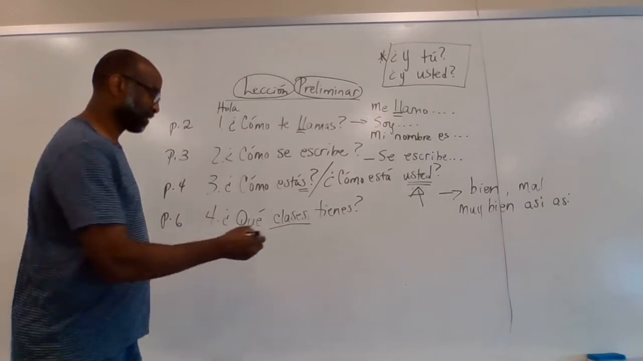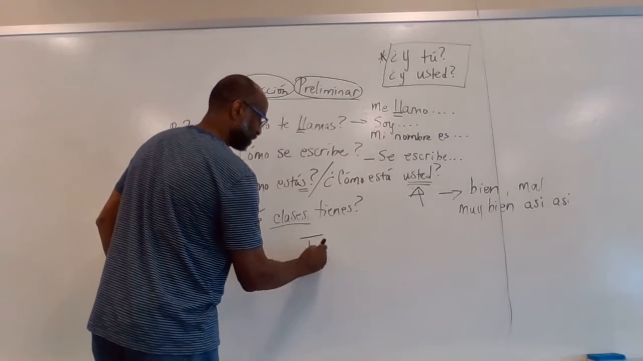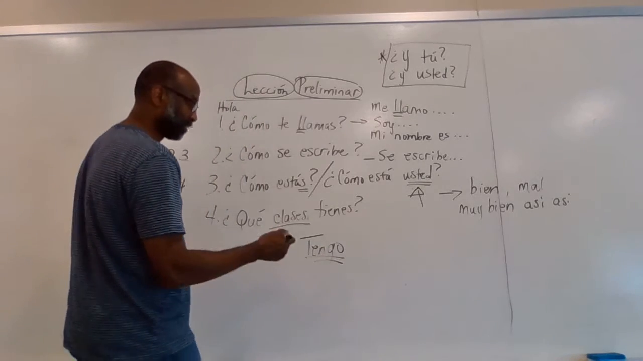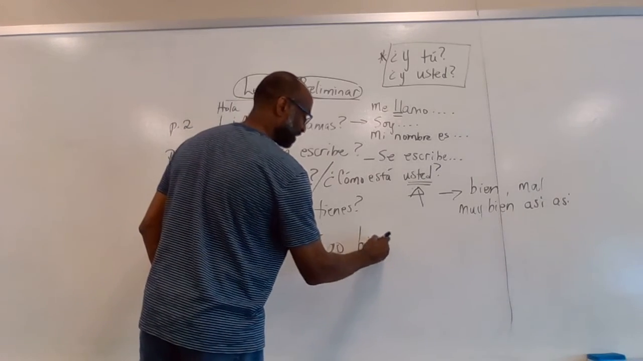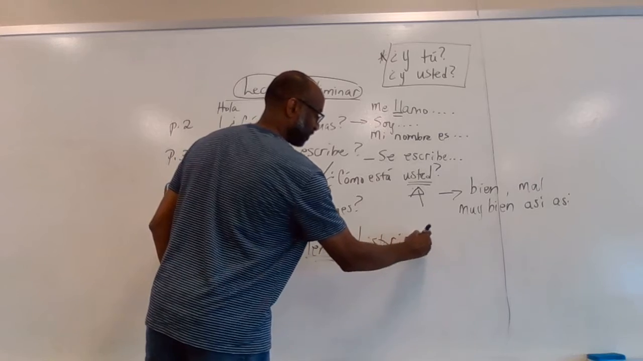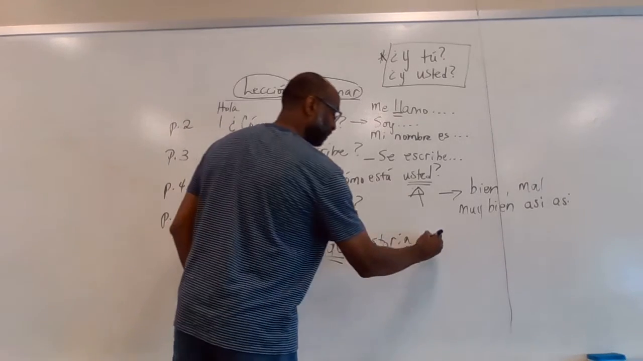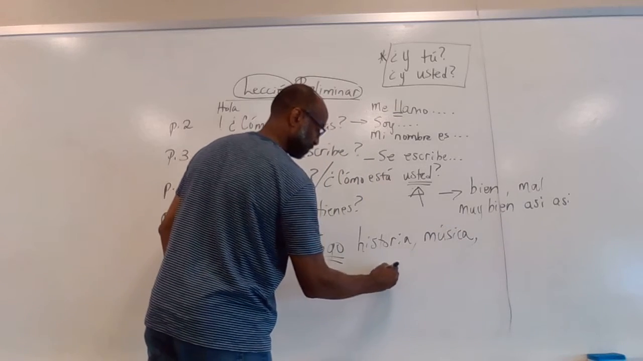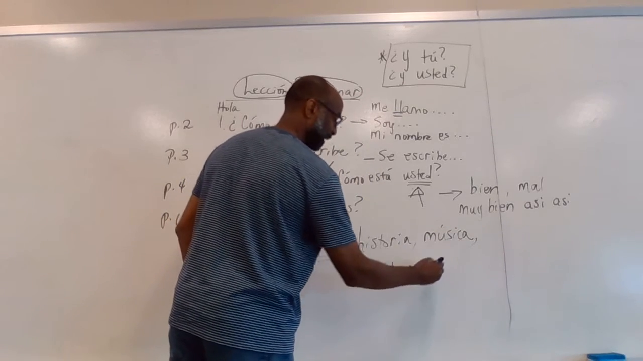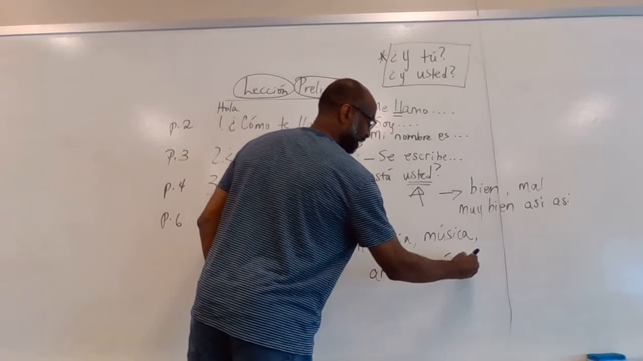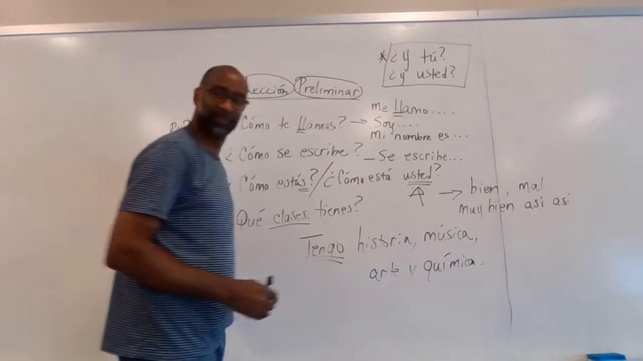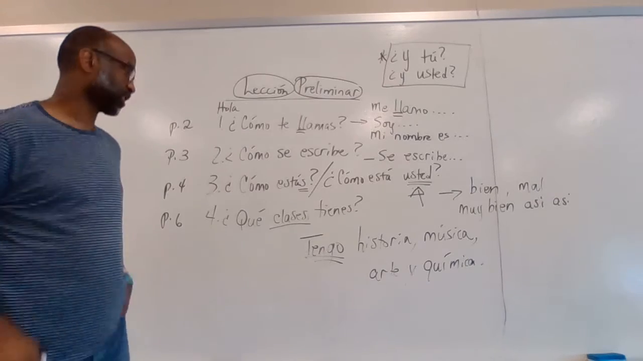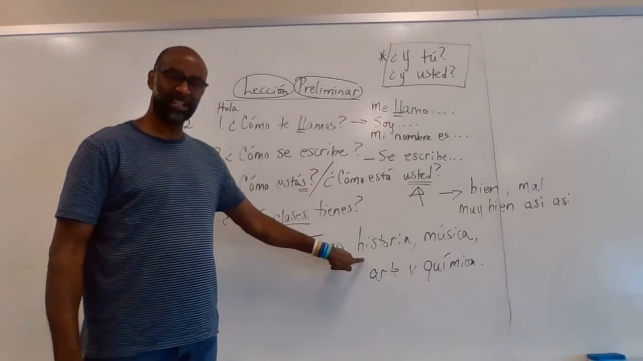What classes do you have? And then they show responses for that usually begin with tengo, I have, and then you name classes. What classes do you think these are? Tengo historia, música, arte, y química. So if you're using your word clues and your cognate recognition, you might say, hey, that looks like history.